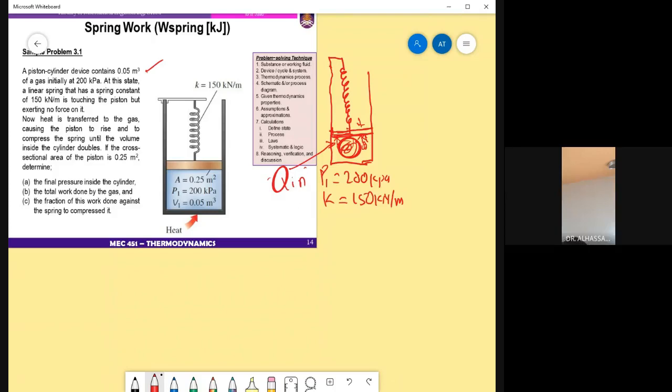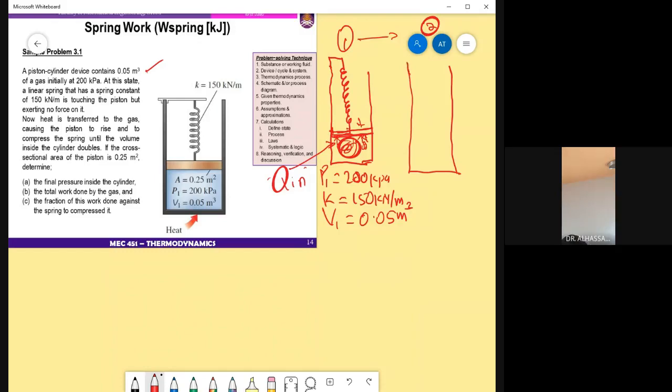So now we have state 1 over here. The initial volume V1 equals 0.05 meters cubed. The moment you transfer heat to it, and any of the properties of the fluid changes, the system will move to a new location called state 2. And at this state 2, we'll have a situation like this.